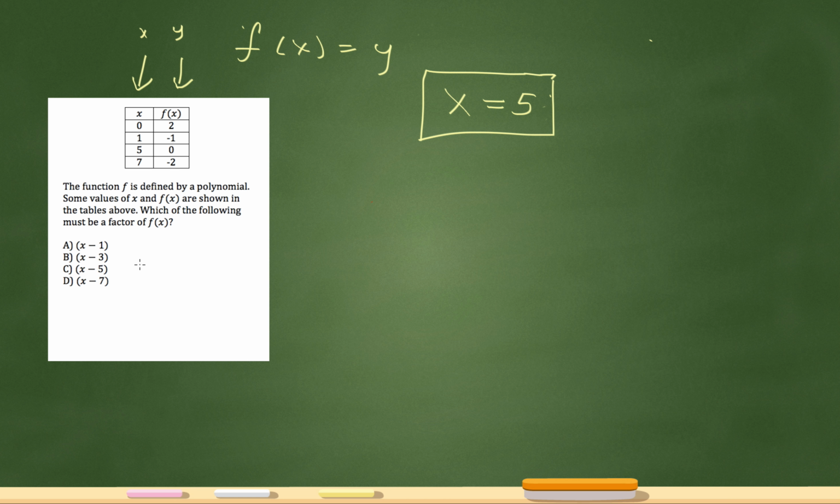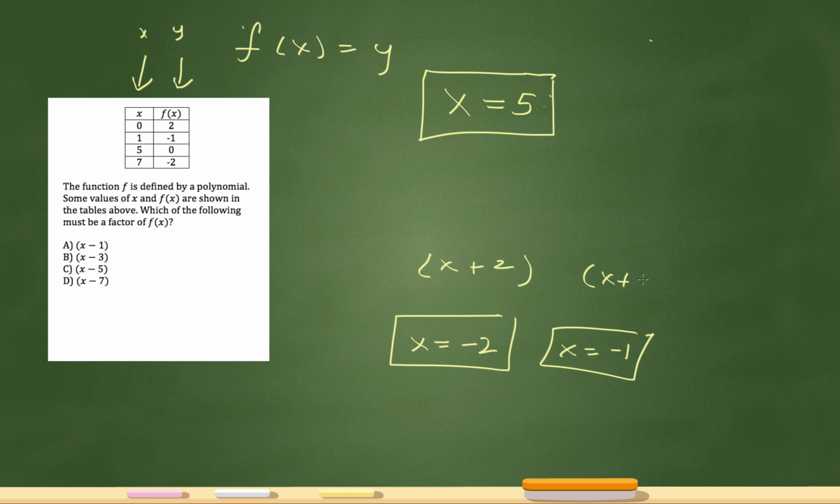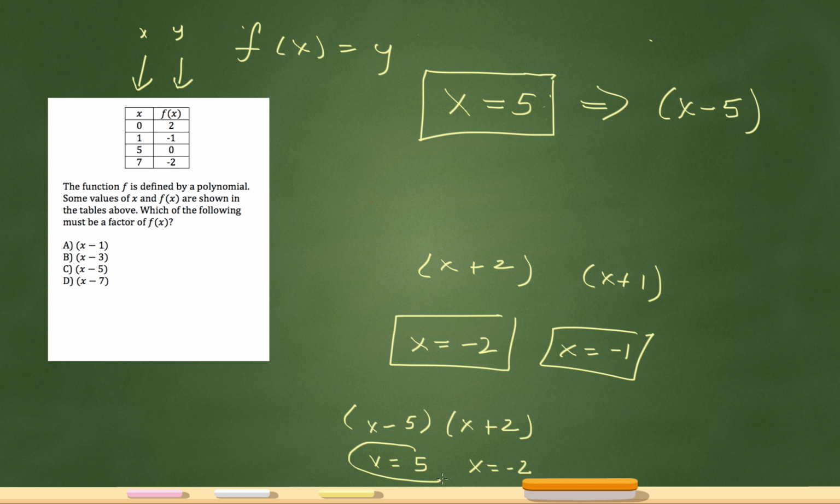Now, which of the following must be a factor of f of x? Remember, in the other problem, my zeros were x equals negative 2 and x equals negative 1, right? So one of the factors was x plus 2, and the other factor was x plus 1. So similarly, I can draw the same exact connection here. If x equals 5 is one of my zeros, then a factor will be x minus 5. Because if I were to work the other way around and I gave you a polynomial such as x minus 5 times x plus 2, I'm making the second one up, and I asked you what the zeros were, you would say x equals 5 and x equals negative 2, right? So if you know that a zero is at x equals 5, a factor must be x minus 5.